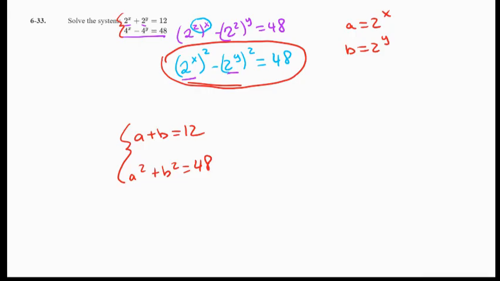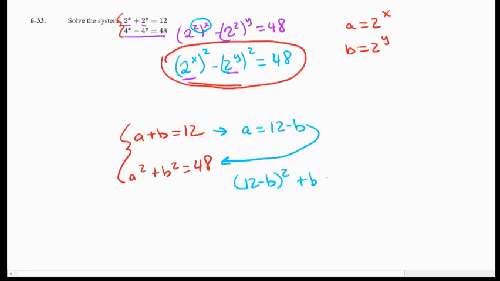So my next step here is I'm going to go ahead and solve for a. So I'm going to subtract b from both sides. A equals 12 minus b. I'm going to plug that into here. So I get 12 minus b squared plus b squared equals 48. So now I'm going to go ahead and expand this. So I get 12 times 12 is 144, 24b plus b squared.